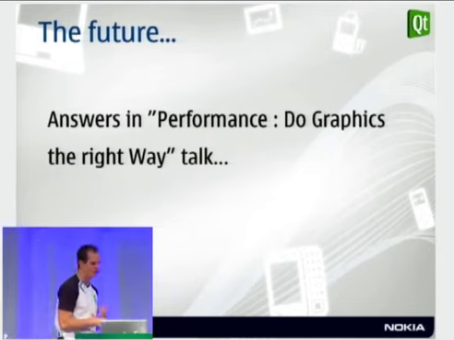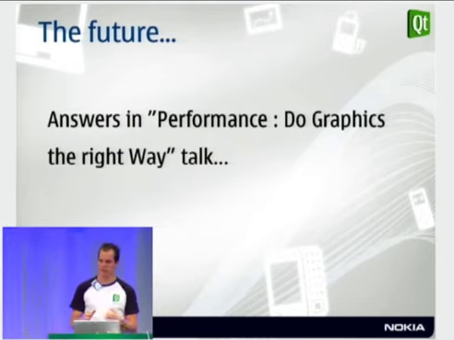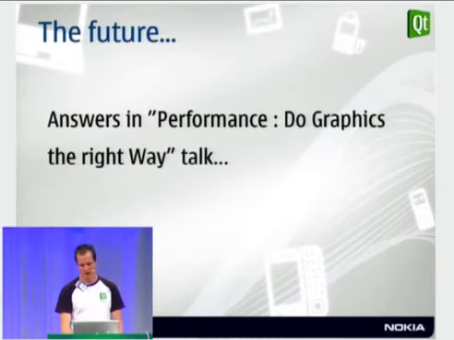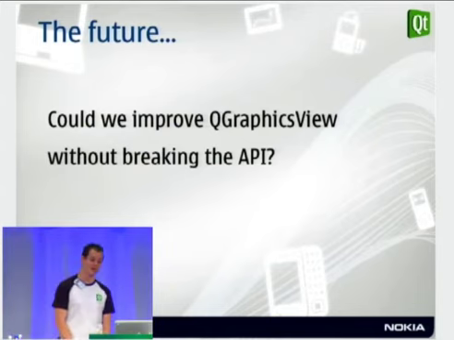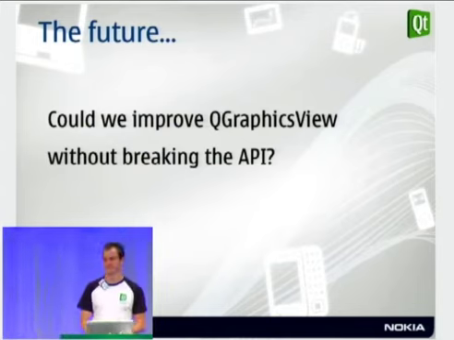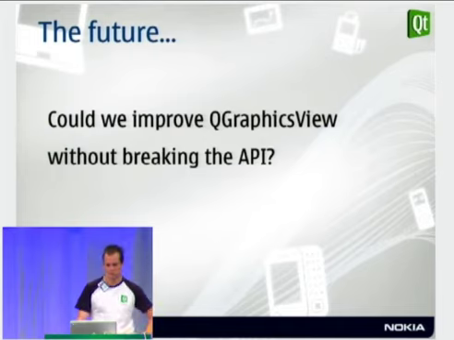It's basically how you can write an efficient paint method. Could we improve Graphics View without breaking the API? I don't think we can. At least in the binary and source compatibility way, no. It has to be like that for now.